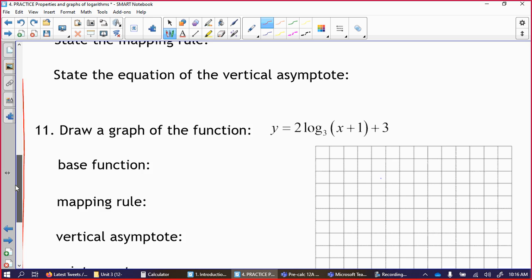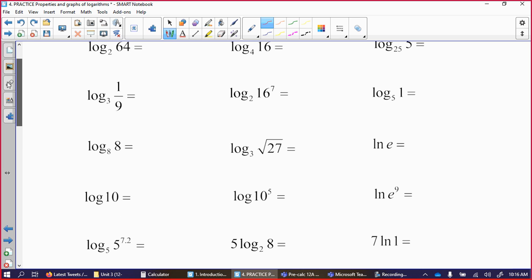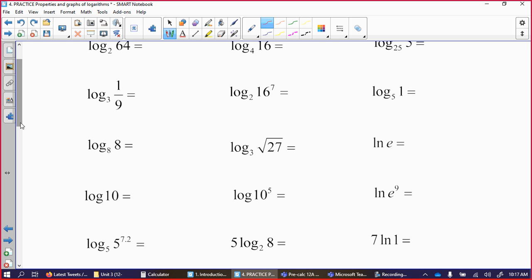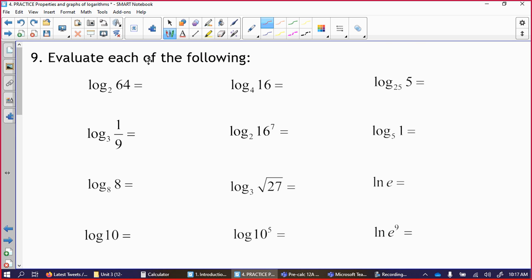So these sorts of questions: evaluate the following. I'm going to look at some of these, and then you state the mapping rule and whatnot, and I'll let you finish those. These log base 10s. 64 is 2 to what power? 2, 4, 8, 16, 32, 64. So this exponent is 5.